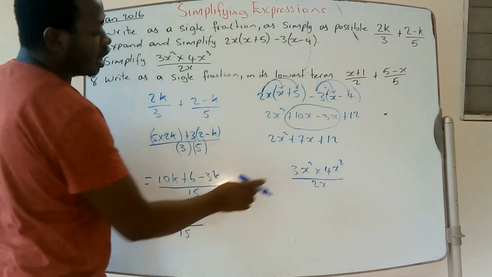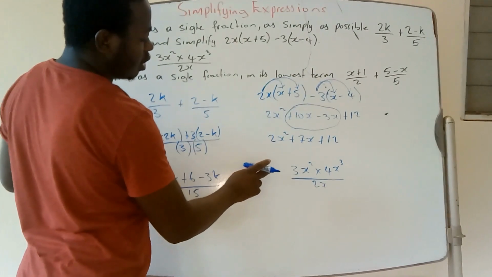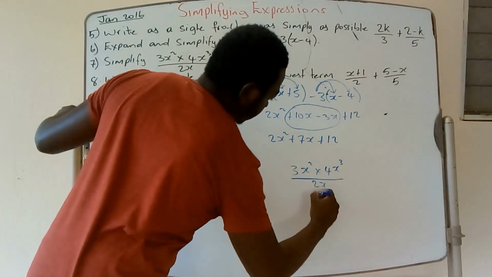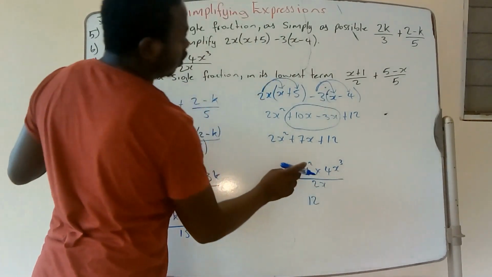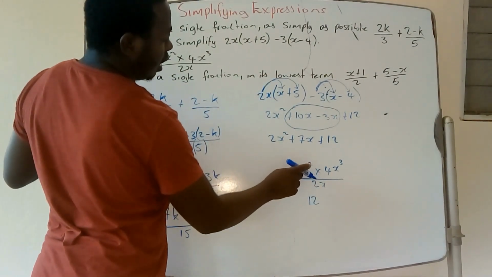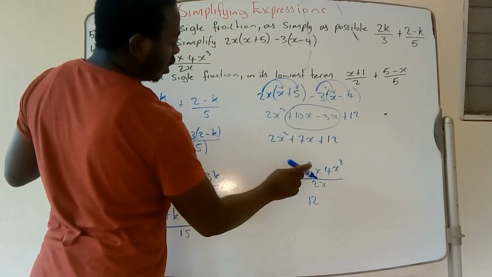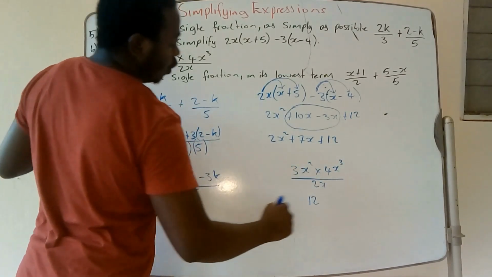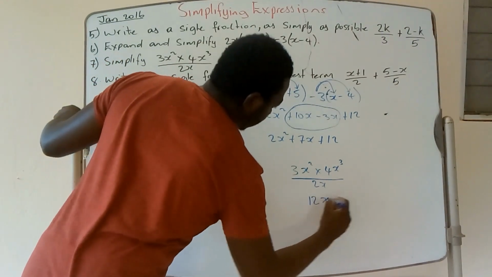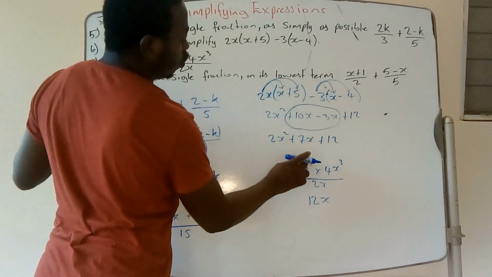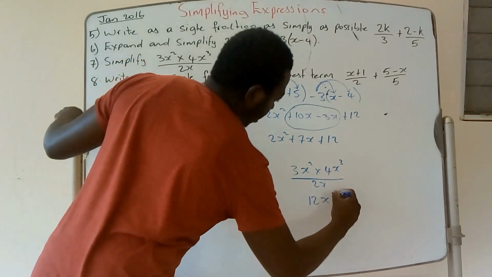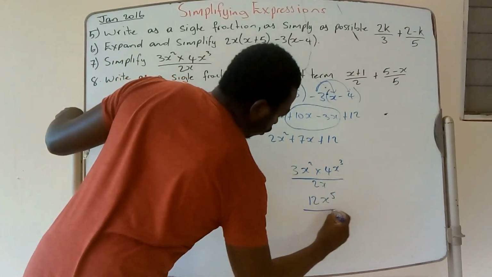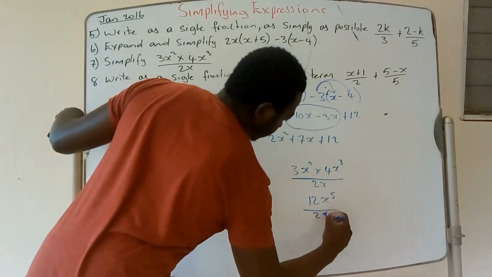So what you can do is combine the numerators first. You're going to multiply 3 times 4, that gives you 12. Then you're going to multiply x squared times x cubed. You just write x and add the powers. So 2 plus 3 gives you 5. So that's 12x to the 5th, all over 2x.